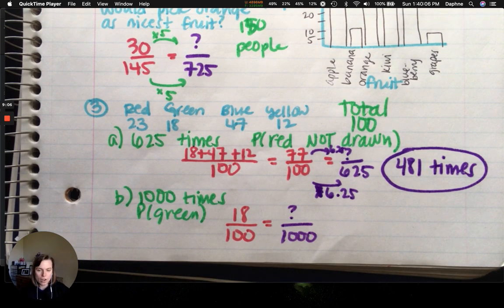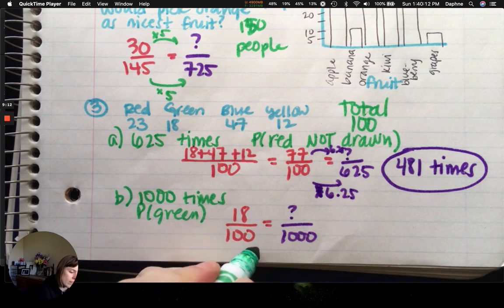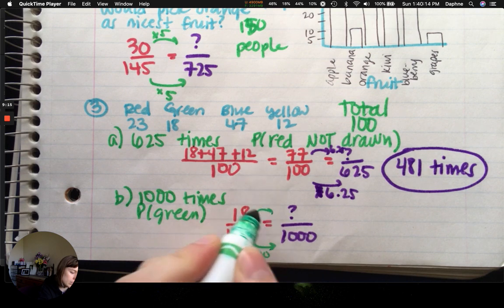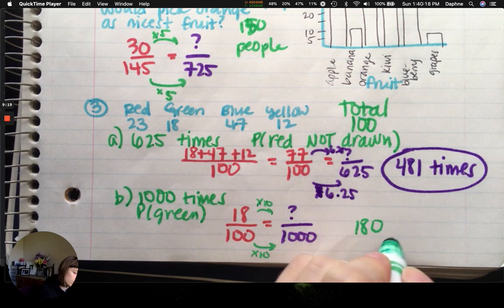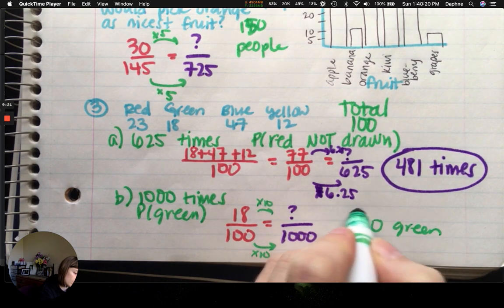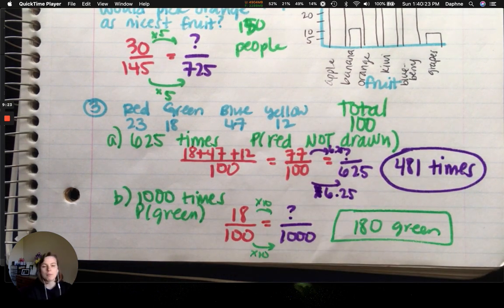So pause the video, figure out the answer. Your answer should be, notice there's a scale factor of times 10. So it should be 180 green. It should be 180 times that you draw a green when you are drawing 1,000 times from the jar of marbles.